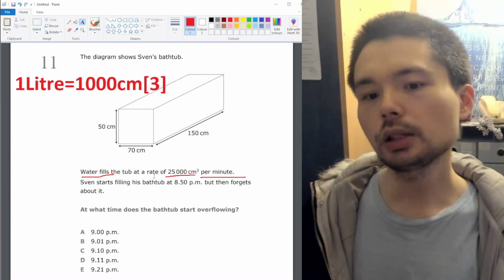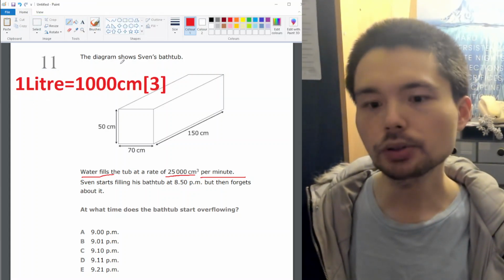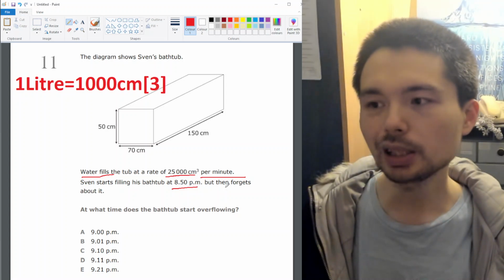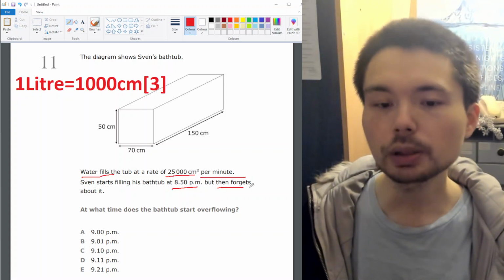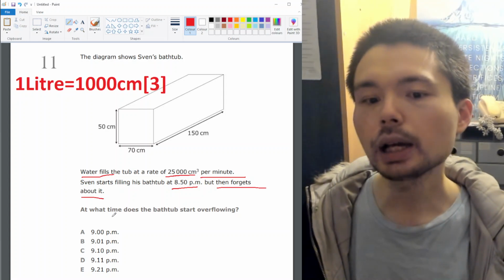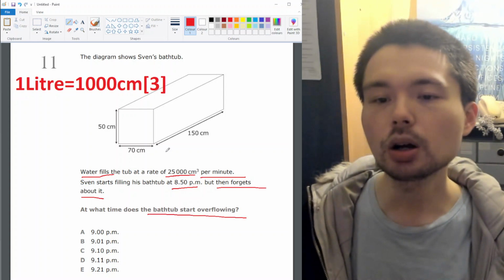Sven starts filling his bathtub at 8:50. Doesn't matter what time it is. Yeah, we're going to use it. We probably add something to it. So he forgets about it. And now, what time does the bathtub start overflowing?